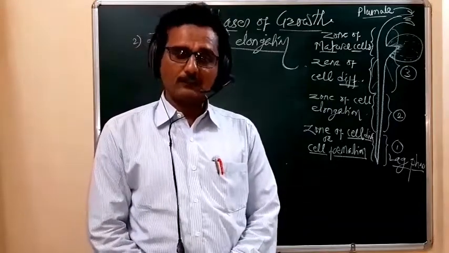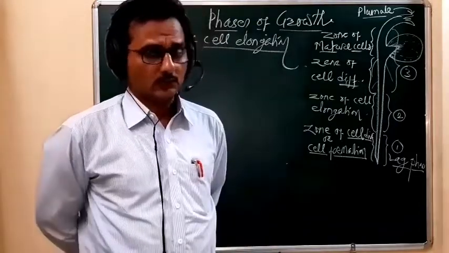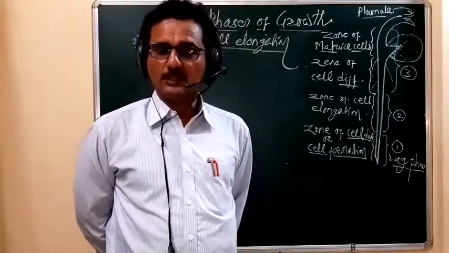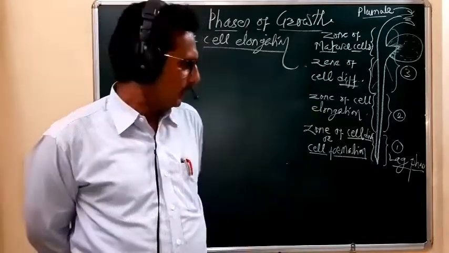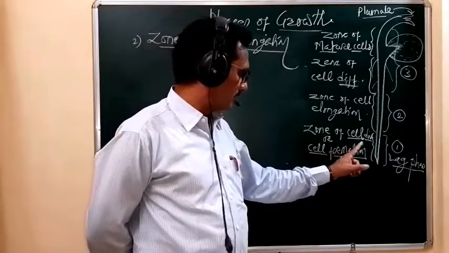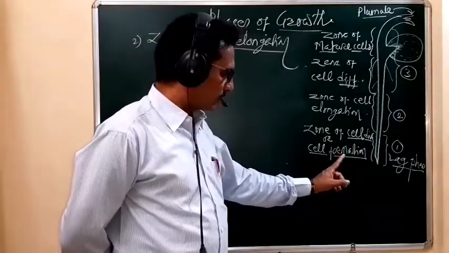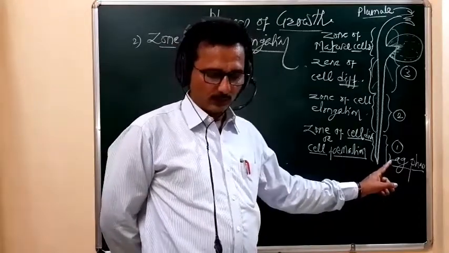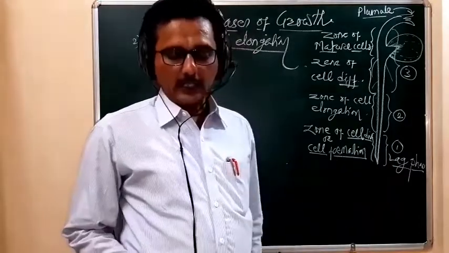We call it the fall behind, or it is also called a move slowly. In the sense, the growth is minimum, but it requires the maximum time. So this zone of cell division, or the zone of cell formation, is also called the lag phase. Remember, it is also called the lag phase.